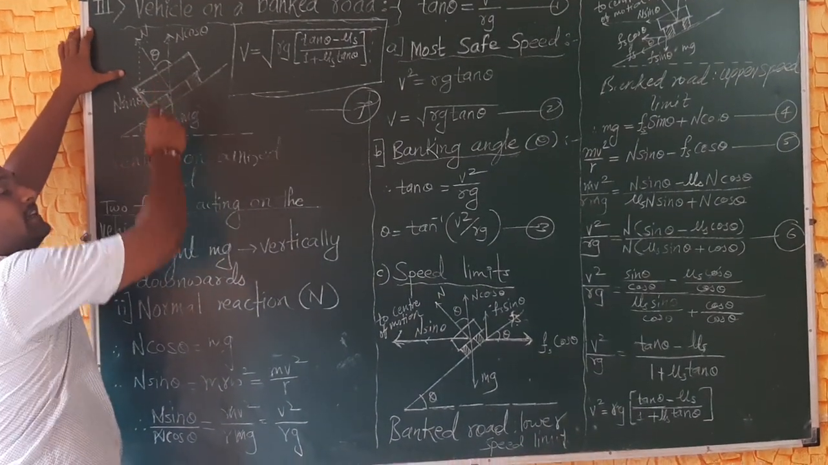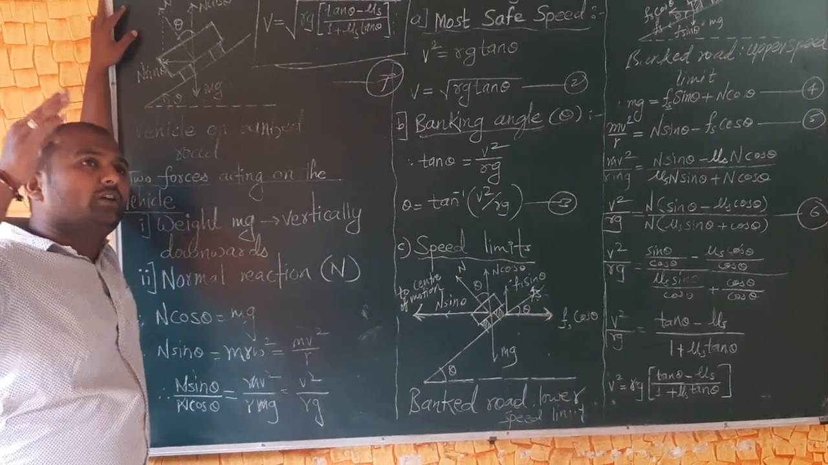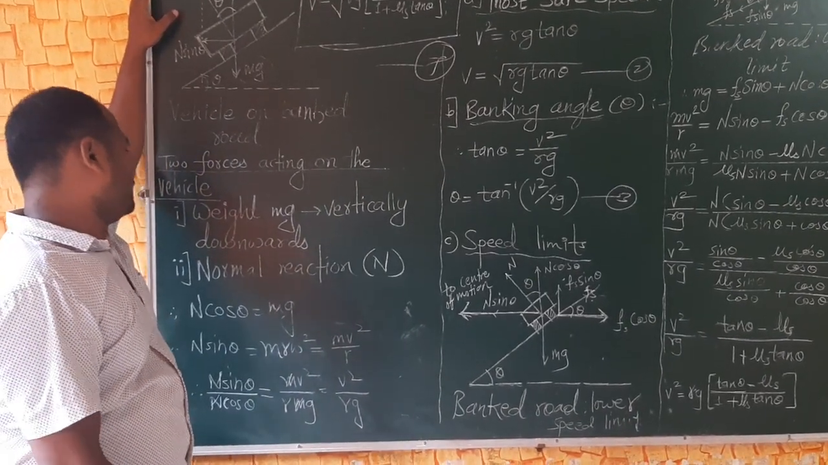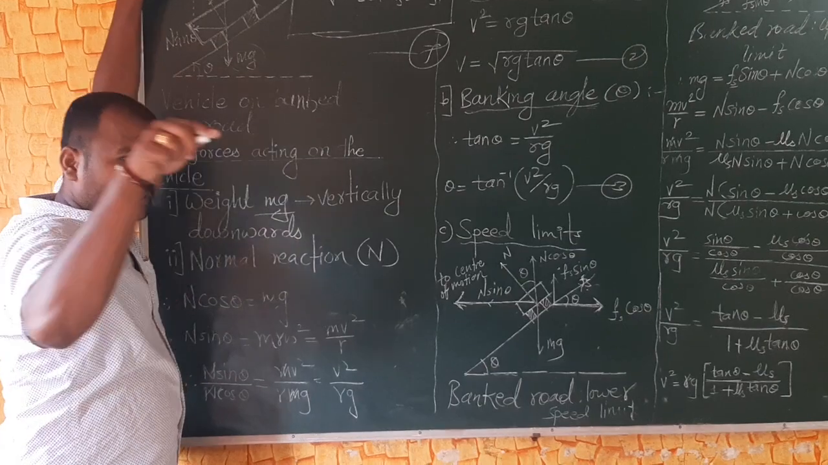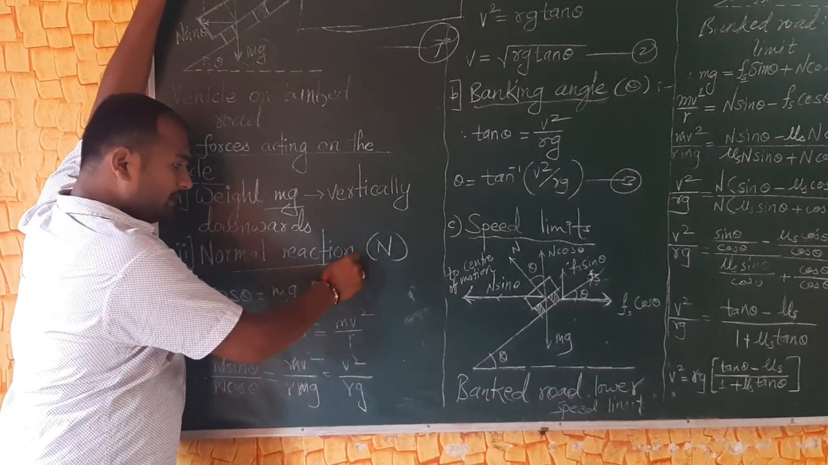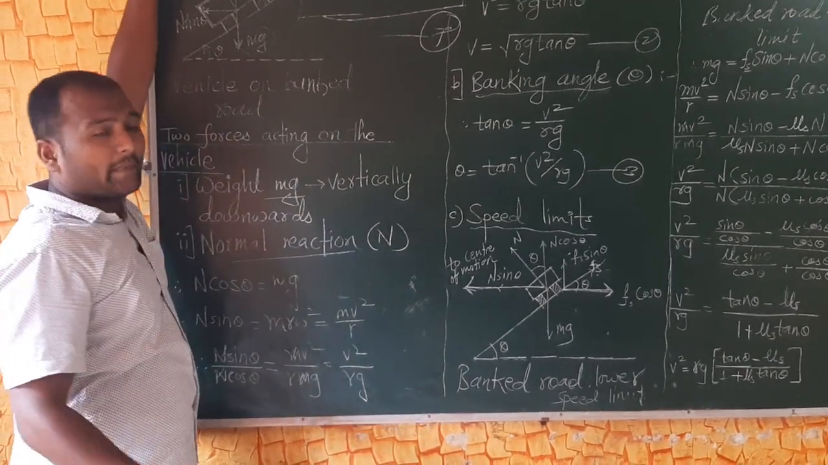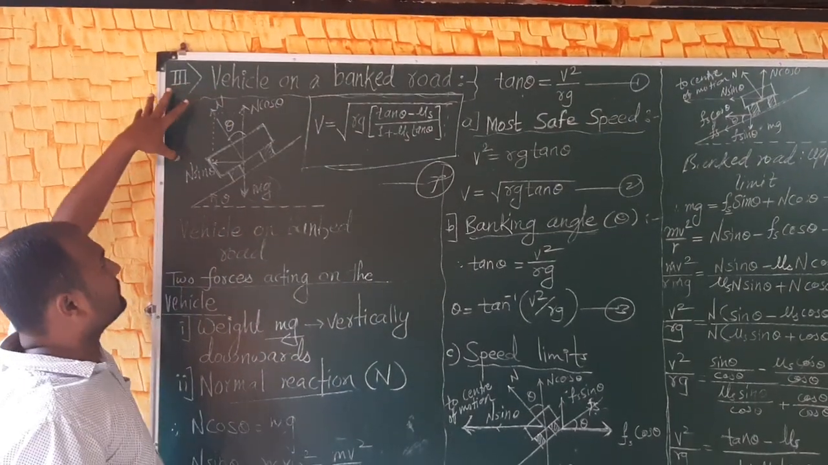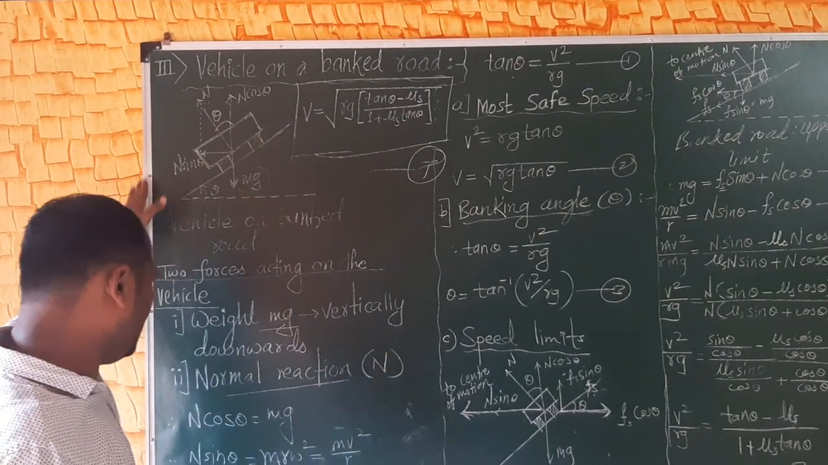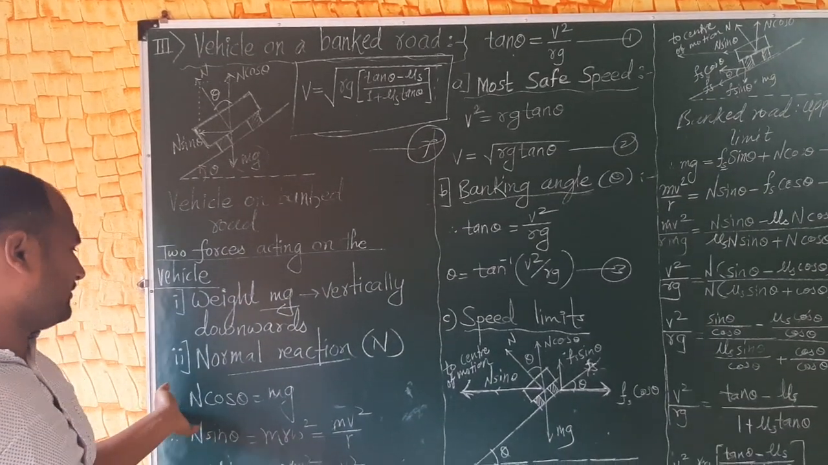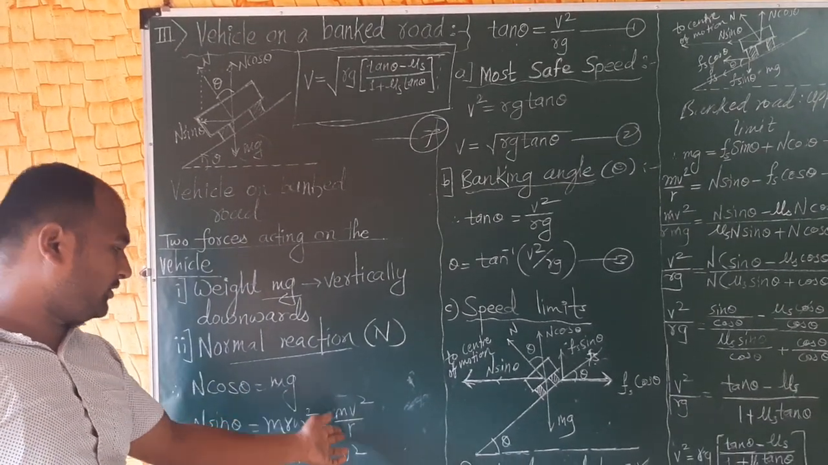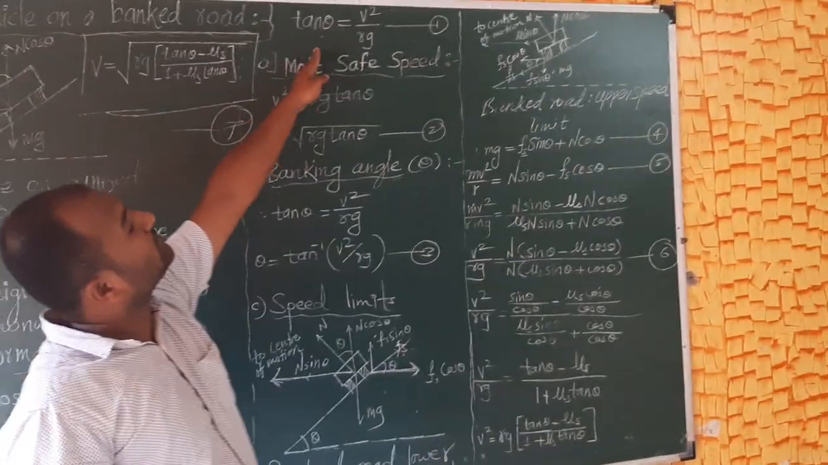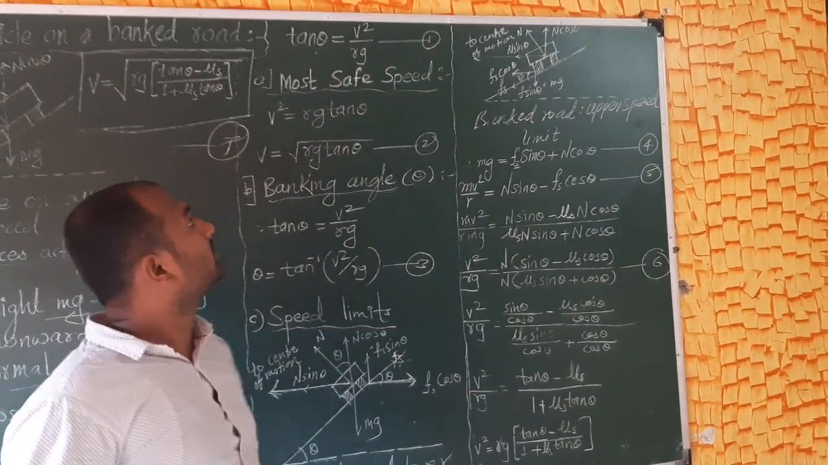Here, consider a vehicle which is moving along a banked road surface, so certain forces are acting on it. First is the weight mg, which acts vertically downwards. Second is the normal reaction, which is resolved into two components: the vertical component n cos theta and the horizontal component n sin theta. Here we take the equations: n cos theta is mg, n sin theta is mv square upon r. Dividing equation number second by first, we can write tan theta is v square upon rg, equation number first.